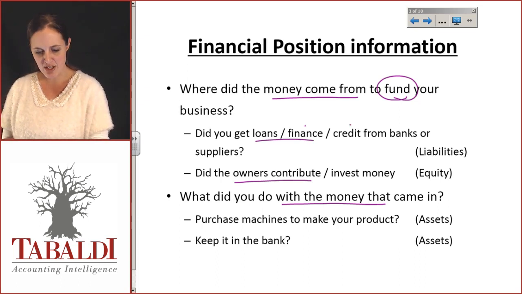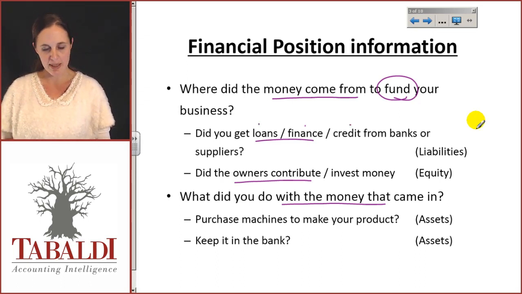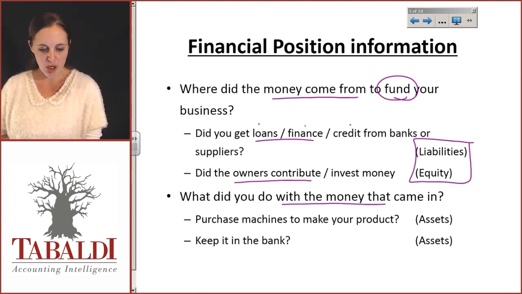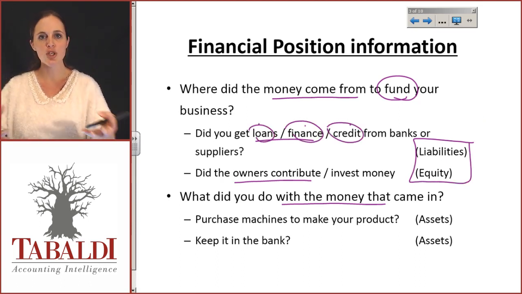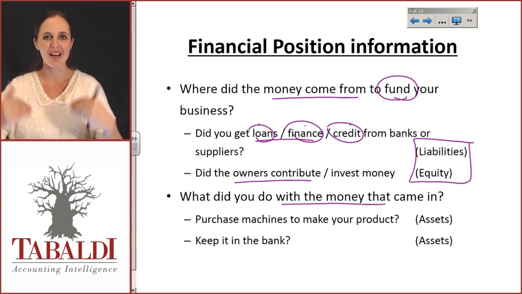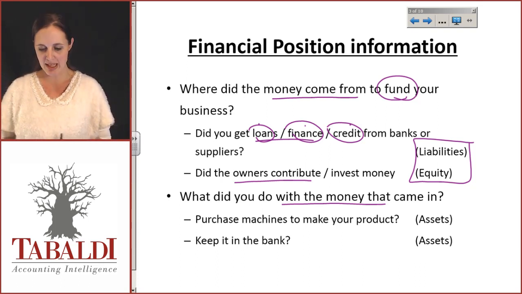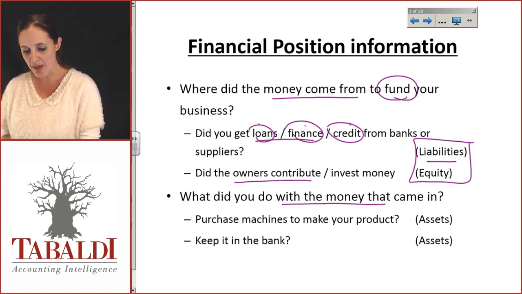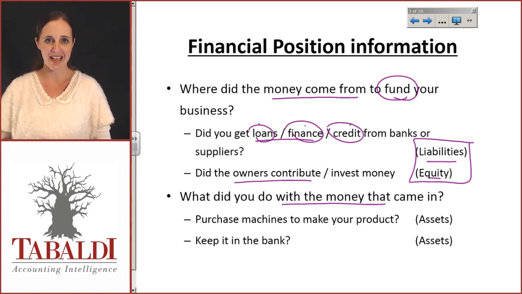The loans, the finance, did you get credit? Did the owners contribute money? These are, remember, our financial statement elements. If we got loans, finance, credit, in other words, we created obligations. We got funding from people who expect us to pay them back. Those are our liabilities. If the owners are contributing and investing money as part of their shareholding in terms of their equity, then that is equity, the owner's share in the business.